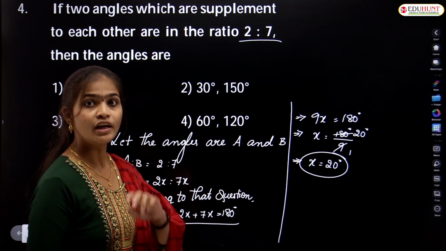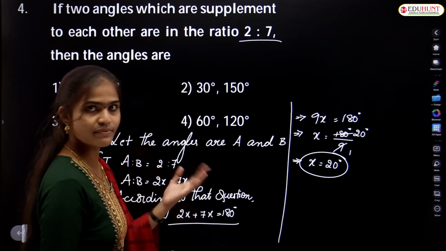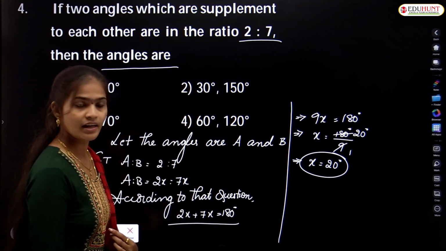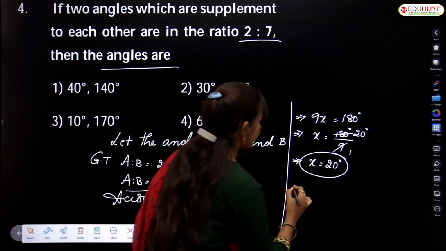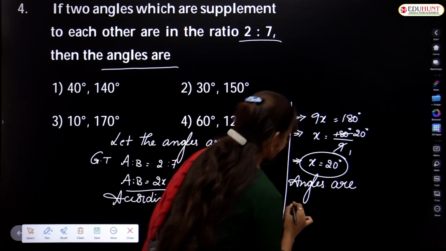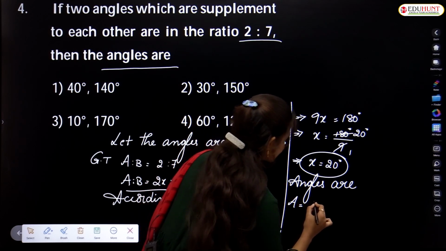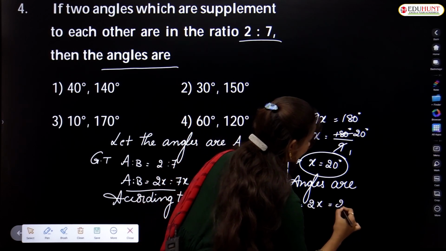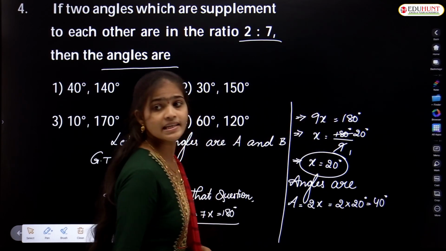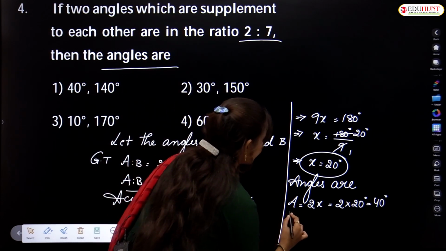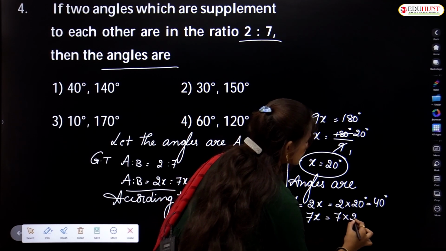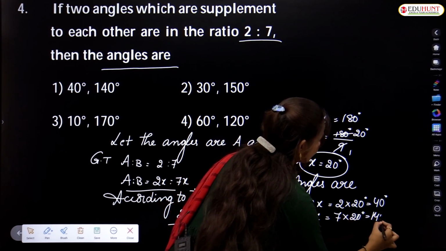But what do we have to find? Those two angles we need to find out. The x value we know, but here we need to find what those two angles are. So, what is the first angle? A is equal to 2x. So 2 into x, where x is 20 degrees, we will get 40 degrees. That angle is 40 degrees. Next, B is equal to 7x. So 7 into 20 degrees is equal to 140 degrees.